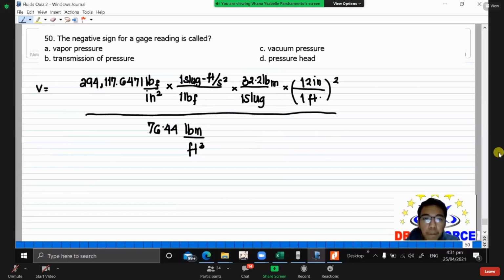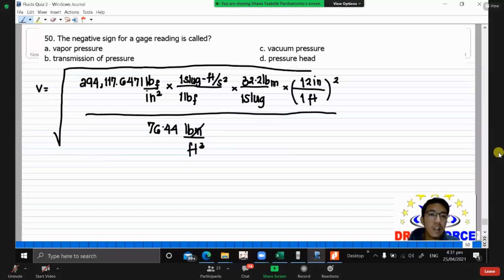Dito meron kang square feet. Magka-cancel dito. Meron kang feet. Then cubic feet, cancel, meron kang square feet. So ang natira na lang dito is square feet per, saan yung time natin? Yan, square feet per square second. So taking the square root, meron kang feet per second. That is now your velocity.